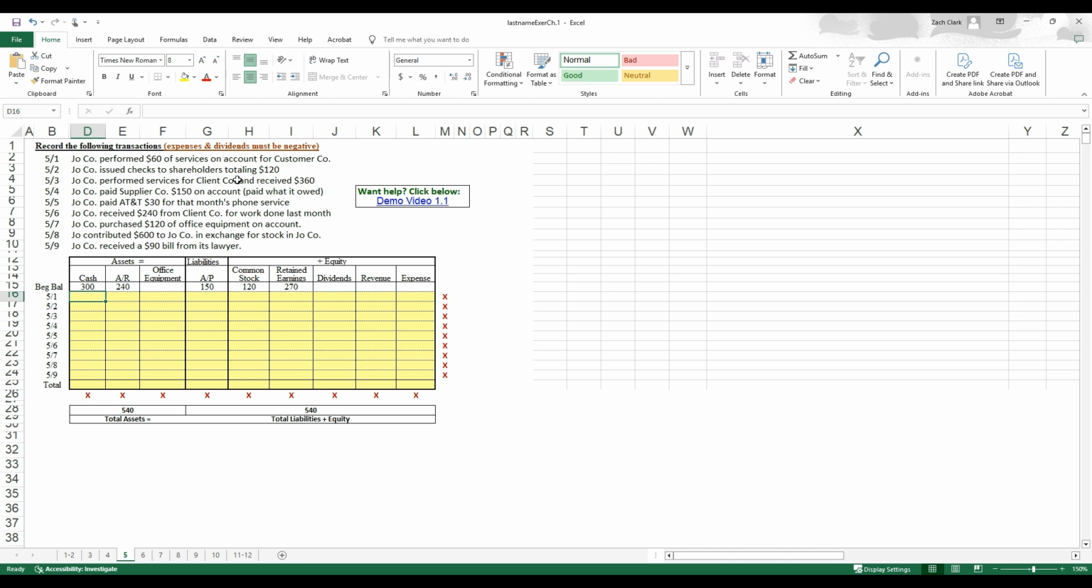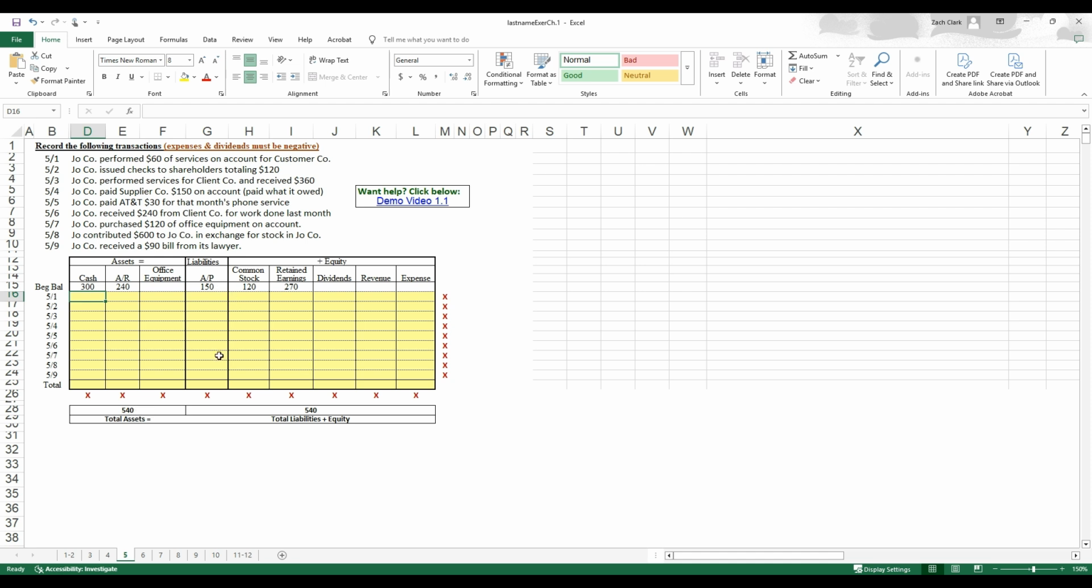Okay, let's take a look at problem number 5 here. In this problem, we're going to be looking at the accounting equation again, with a little more detail behind it, in terms of seeing the different categories. We can see that we have beginning balances. On the asset side, we have 300 plus 240 equals 540 total assets. And you can see that down here.